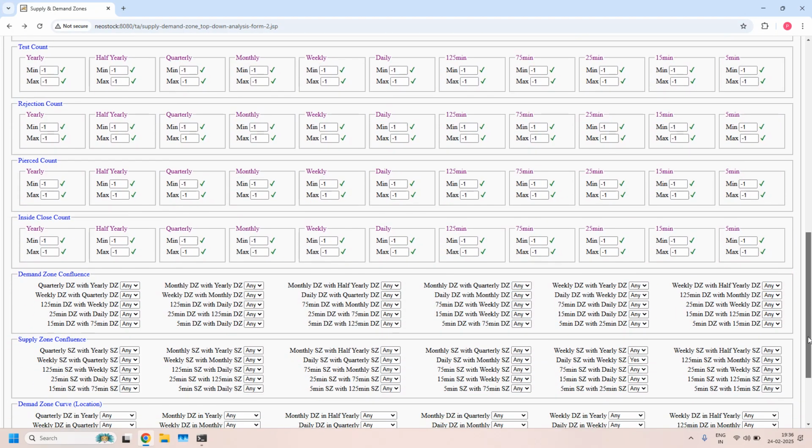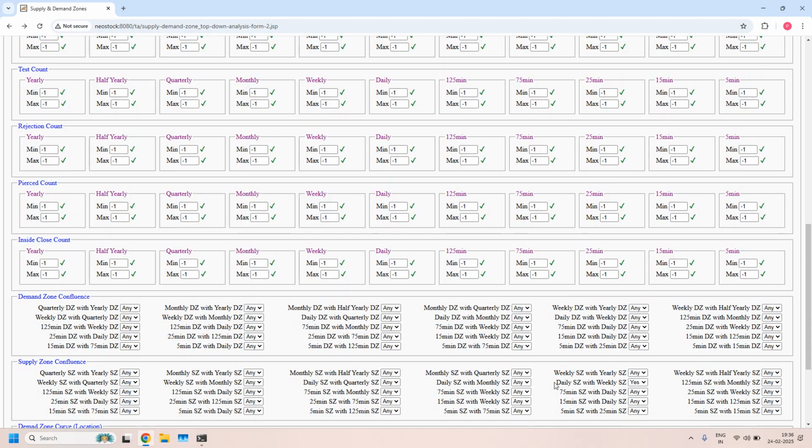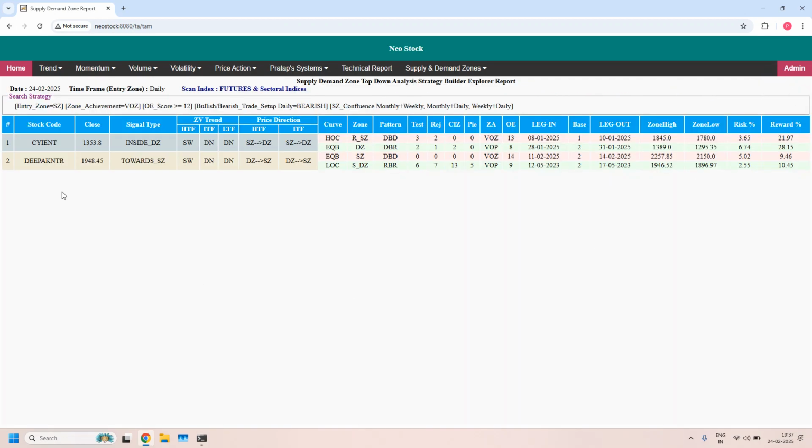In the supply zone confluence, first filter is already enabled. Next, daily with monthly supply zone confluence. Next, weekly with monthly supply zone confluence. With all the 3 filters, we got 2 stocks. In these 2 stocks, these daily supply zones are overlapped with weekly supply zone. Both together again overlapped with monthly supply zone. But monthly trend is sideways. So monthly EMA does not give any extra advantage. So this is bearish trade setup for monthly income trade.